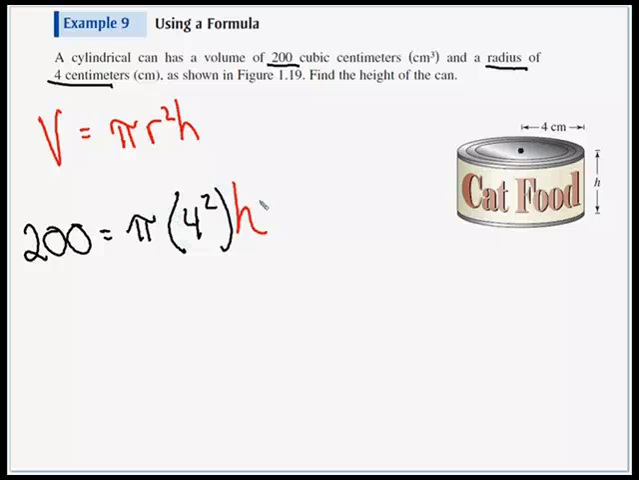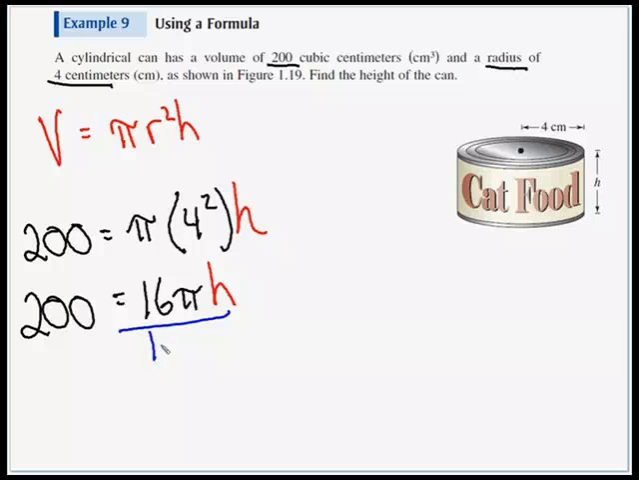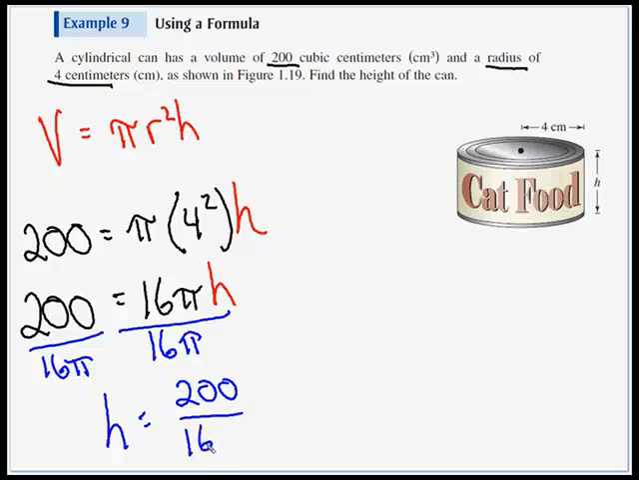So let's isolate h. First, we know 4 squared is 16. This is going to be 16 pi times our variable h that we're looking for. And let's divide both sides by 16 pi. So h equals 200 divided by 16 pi. And we can just punch that into the good old calculator, and we get h is approximately 3.98. Make sure you're careful when you're punching this in the calculator.